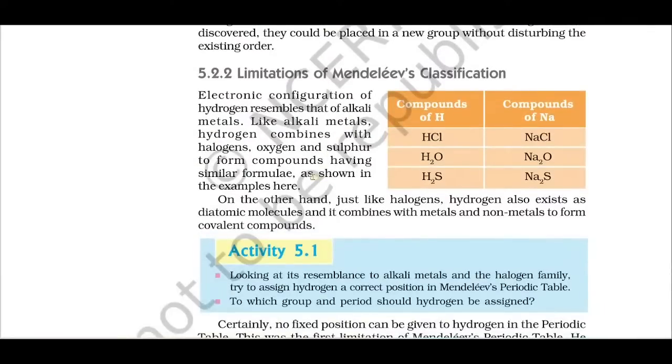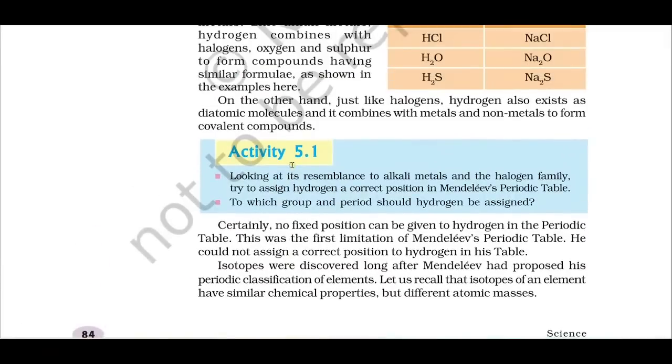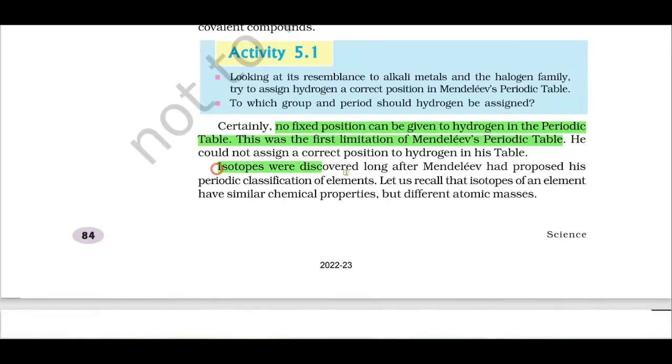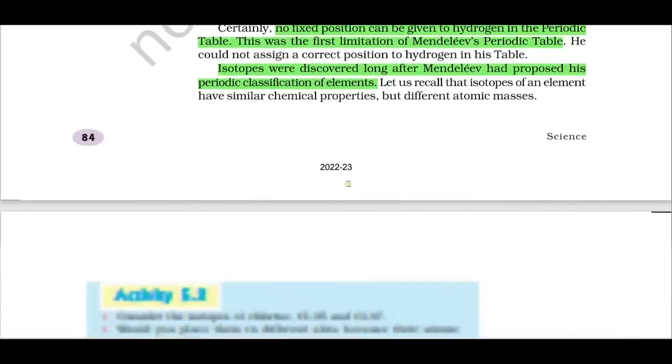Now we'll see the limitations of Mendeleev's classification. The first limitation was that no fixed position was given to hydrogen in the periodic table. Also, isotopes, which were discovered long after Mendeleev had proposed his periodic classification of elements, could not have a proper position in his periodic table.